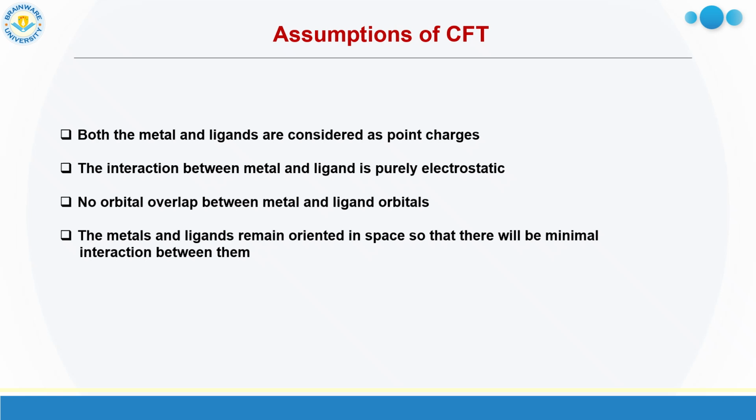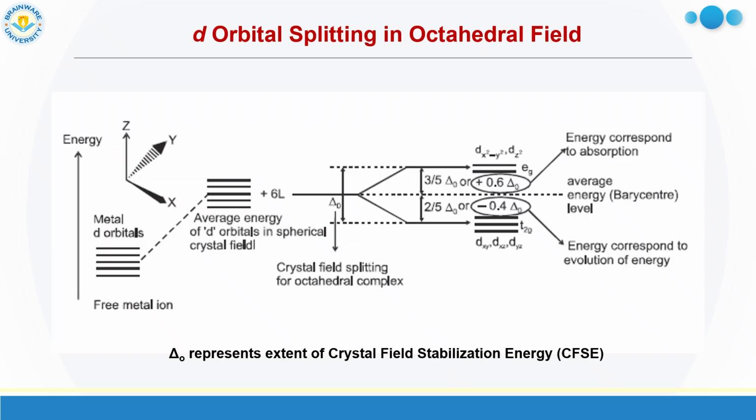So in case of CFT, purely electrostatic interaction is considered between ligand and metal. And also when the complex is at the stable state, it is considered that there is minimal interaction between the metal and ligands. They remain far away from each other in undisturbed condition. Now what happens?